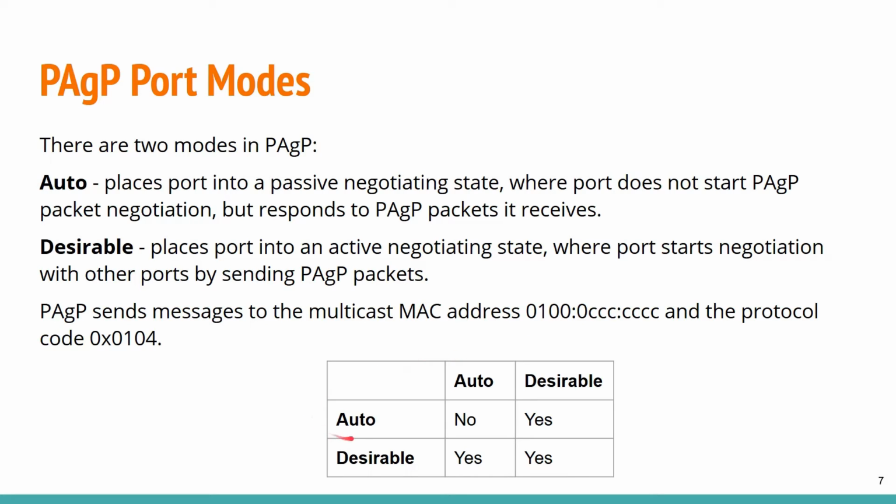If we have auto mode configured on one end of the link and auto mode configured on the other end of the link, PAgP will not form adjacency. If we have auto on one end of the link and desirable mode configured on the other end of the link, PAgP will form adjacency. And vice versa, if we have desirable on one end of the link and auto on the other end of the link, PAgP will form adjacency. If we have desirable on one end of the link and desirable on the other end of the link, PAgP will form adjacency.